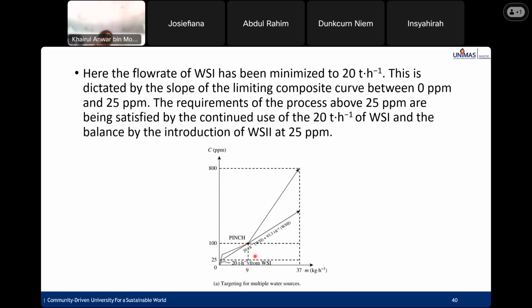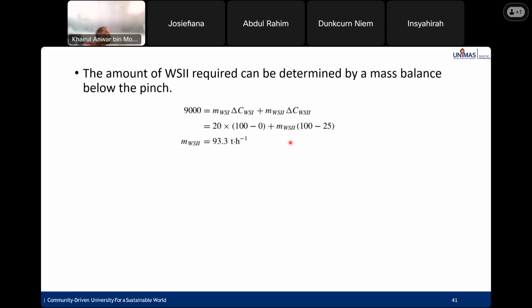This water supply line is a mixture of WS1 plus WS2. The requirement of the process above 25 ppm is satisfied by the continual use of the 20 ton per hour of WS1 and the balance by the introduction of WS2 at 25 ppm. The amount of WS2 required can be determined by a mass balance below the pinch.